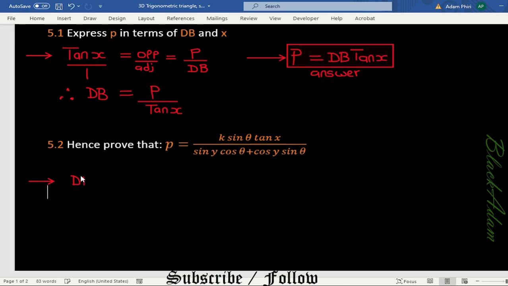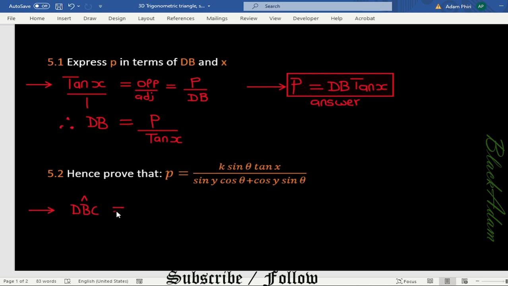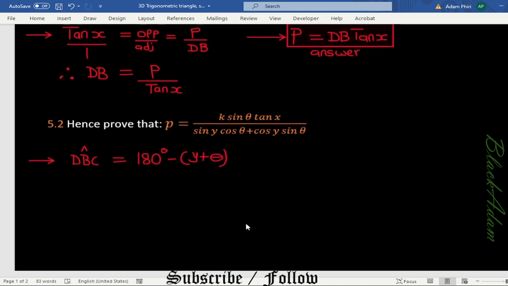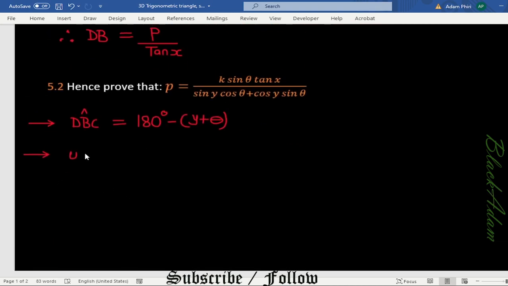5.2, we have DBC, so that's our DBC there, that angle there. That angle is going to be equivalent to 180 degrees minus the other two angles. So we have angle Y plus angle theta, and then we can see that from the bottom we use, let's use cosine rule. So sine rule. So let's use sine rule.